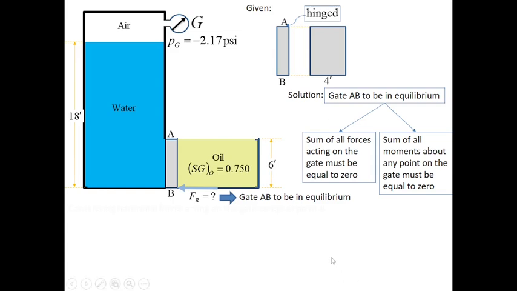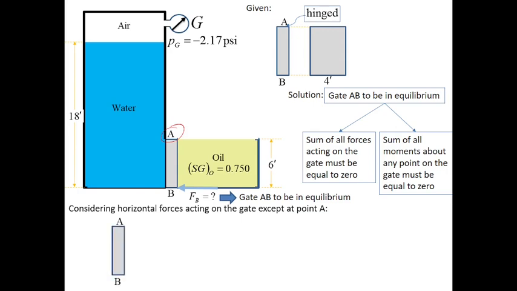Now, for the next step, we consider the horizontal forces acting on the gate except at point A. We consider horizontal forces acting on the gate except at point A, because it is hinged here. When I take moment at A, I will not include the forces acting at A. So therefore, I disregard the forces acting at A.